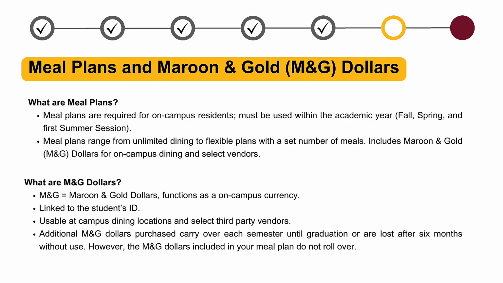Meal plans and M&G dollars. Meal plans are required for on-campus residents and must be used within an academic year. Meal plans range from unlimited dining to flexible plans with a set number of meals and include maroon and gold dollars. Maroon and gold dollars, often referred to as M&G dollars, function as a campus currency. They are linked to a student's ID. They are usable at campus dining locations and select third-party vendors.